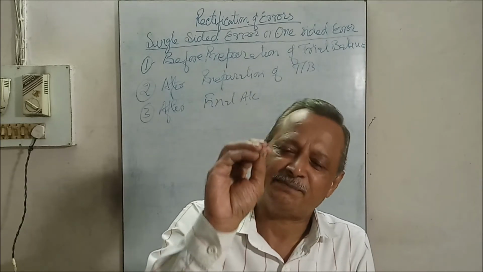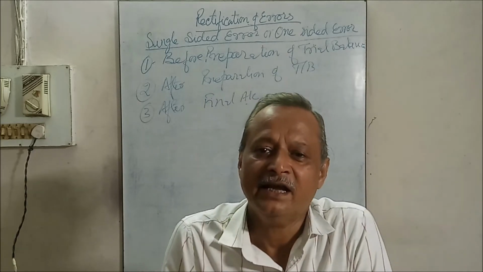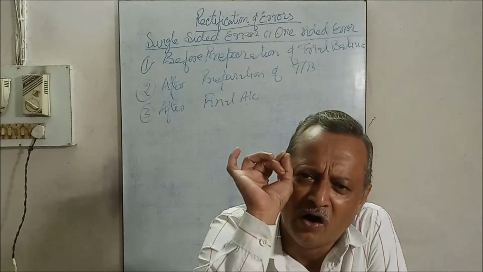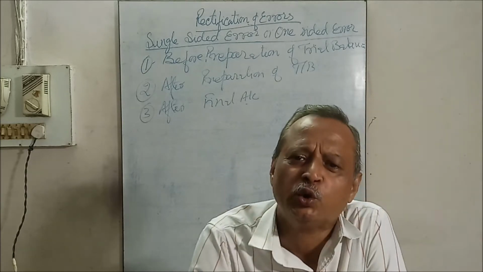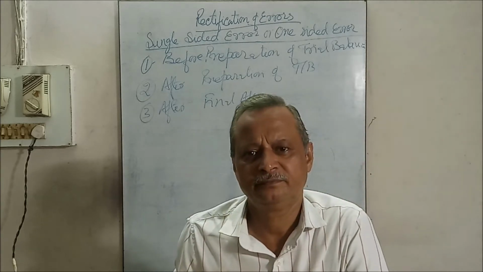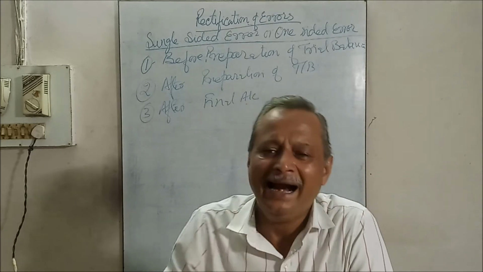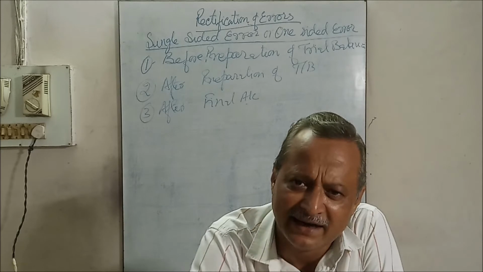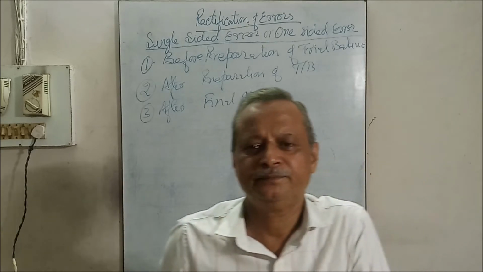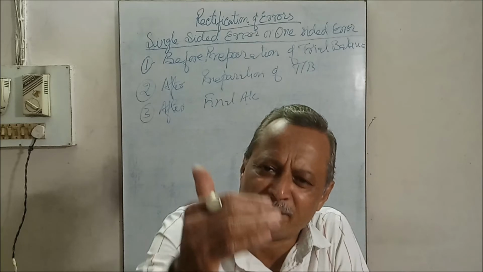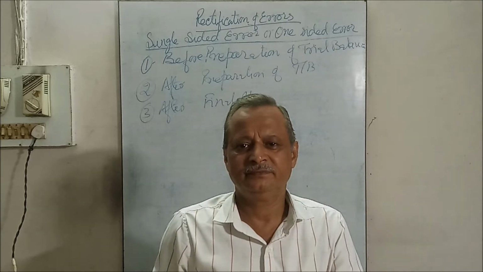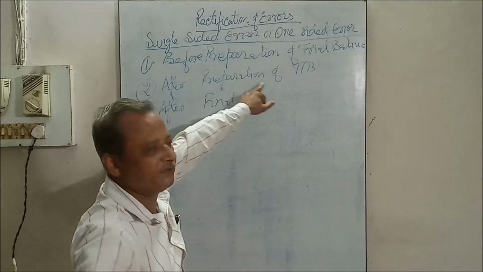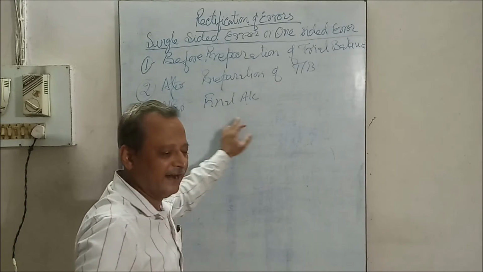Now we'll use the suspense account to rectify the single sided error. Keep in your mind that a single sided error will always be rectified through the suspense account. Then we can pass the journal entry to rectify the single sided error through suspense account, and gradually the suspense account will be written off, that is eliminated. That is used after preparation of trial balance and after preparation of final account, which I will explain later.